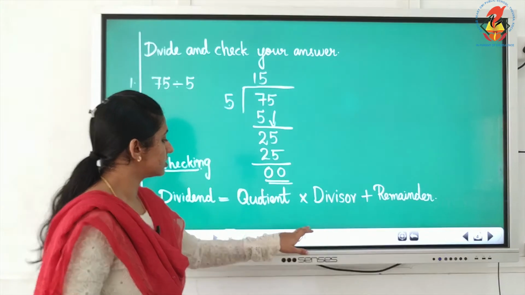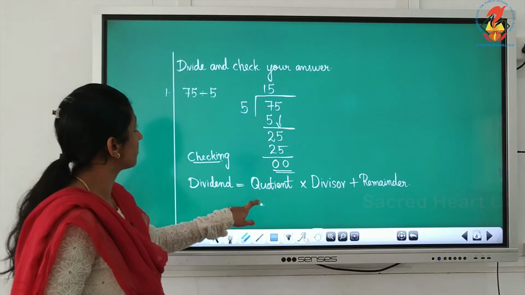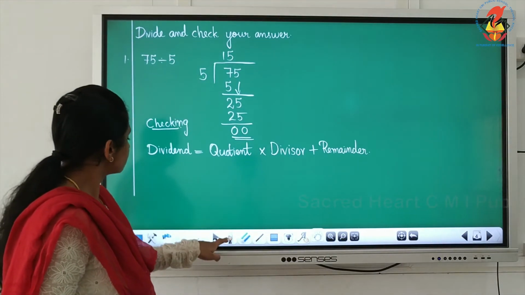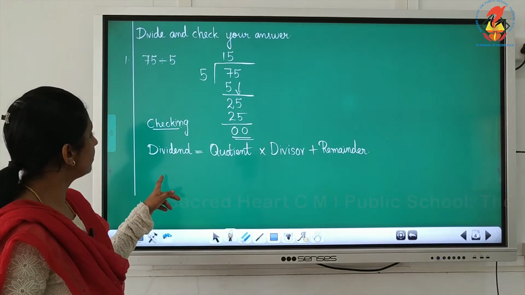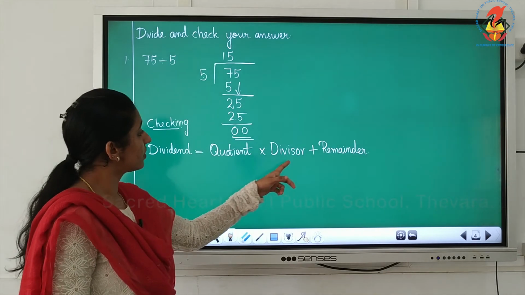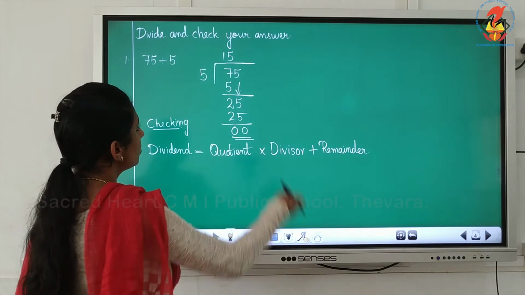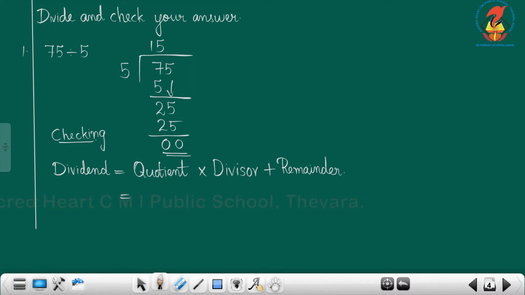So we must know the terms of the division. So here dividend equals quotient into divisor plus remainder. Here what is the quotient? The answer in the division is called quotient. It's 15, multiplied by what is divisor? It's 5, plus remainder. If no number is left in the division, nothing is there, so we can put 0.